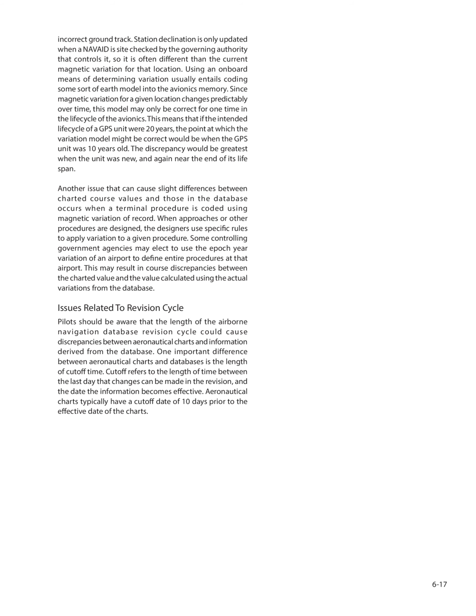Another issue that can cause slight differences between charted course values and those in the database occurs when a terminal procedure is coded using magnetic variation of record. When approaches or other procedures are designed, the designers use specific rules to apply variation to a given procedure. Some controlling government agencies may elect to use the epoch year variation of an airport to define entire procedures at that airport. This may result in course discrepancies between the charted value and the value calculated using the actual variations from the database.